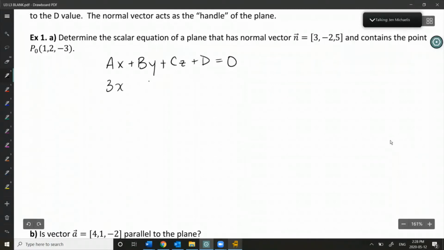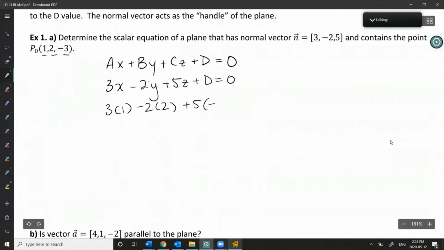So here's what we've got so far. Oh, that should be negative 2. And then I'm simply going to plug in 1, 2, and negative 3 in for x, y, and z. And then we'll solve for D. So this is going to give us 3 minus 4 minus 15 plus D.